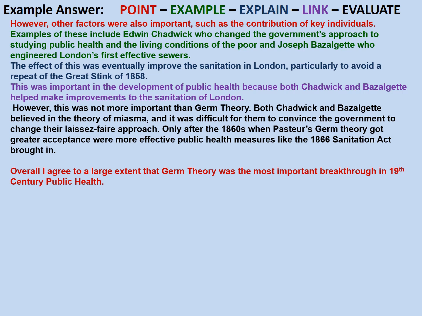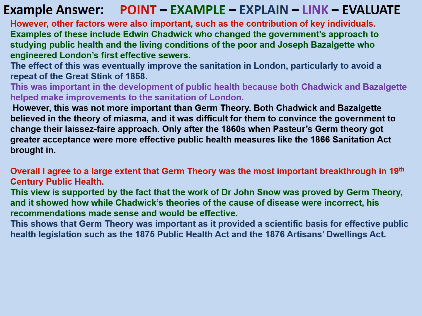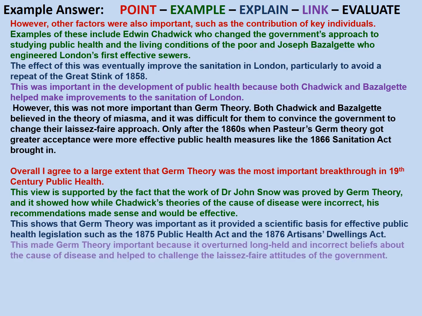Overall, I agree to a large extent that germ theory was the most important breakthrough in 19th century public health. This view is supported by the fact that the work of Dr. John Snow was proved by germ theory, and it showed how, while Chadwick's theories on the cause of disease were incorrect, his recommendations made sense and would be effective. This shows that germ theory was important, as it provided a scientific basis for effective public health legislation, such as the 1875 Public Health Act and the 1876 Artisans Dwellings Act.